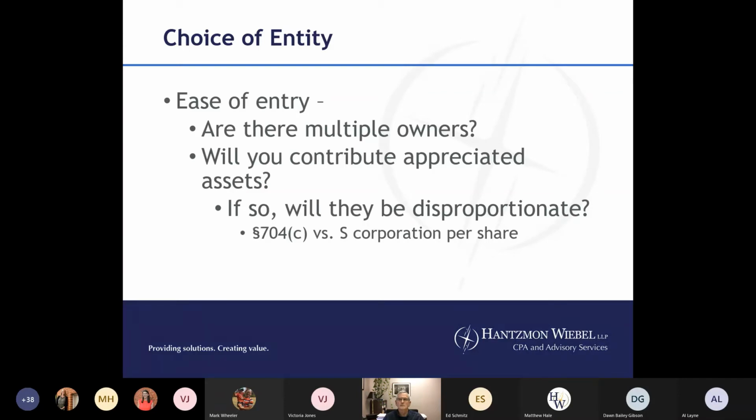Compare and contrast, if they put that into an S corporation, there is no 704C rule. I will end up picking up part of their gain in the appreciated asset. Now, ultimately, my basis in my stock will eventually wash out. But in the early days, between choosing to be a partnership and choosing to be an S corp, you get some current tax difference with those appreciated assets. So again, understand what the client's going to put in.